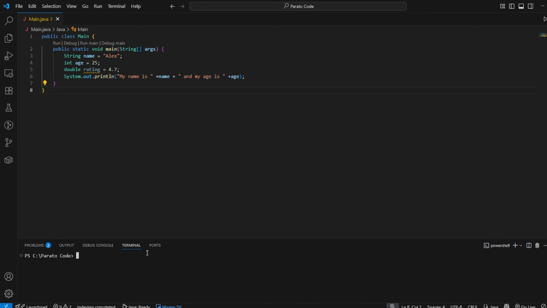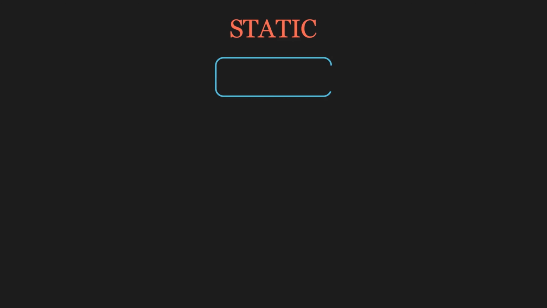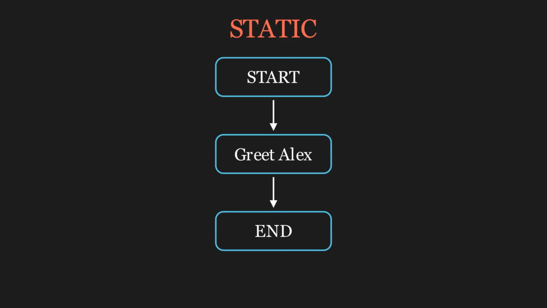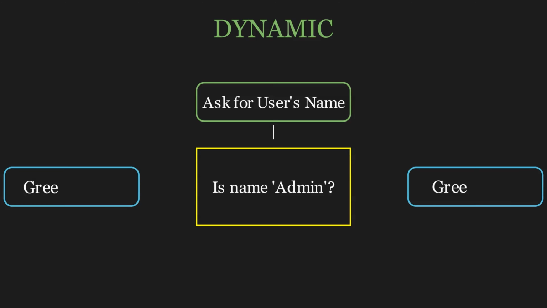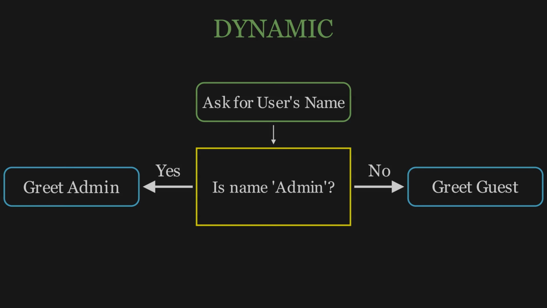In our last video, we wrote our very first Java program. We learned how to store information in variables and print it to the console. It was a huge first step, but our program has a limitation. It does the exact same thing every single time it runs. It's static. What if we want our program to be more dynamic? What if we want it to react to the user, to make decisions based on what they type?